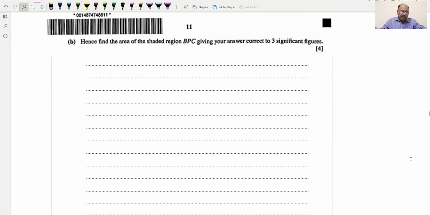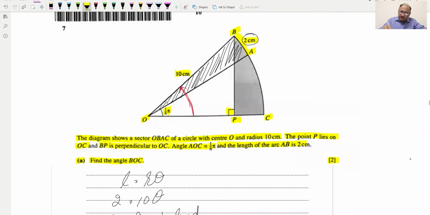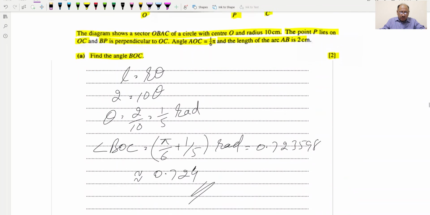Now for B part, they are saying hence find the area of the shaded region BPC, giving your answer correct to 3 significant figures, and this is a 4 mark question. So BPC is which area? BPC is this shaded area, and if we find the area of this complete sector, then we subtract the area of triangle OBP, that will be the shaded area. This will be our strategy to solve this question, B part.